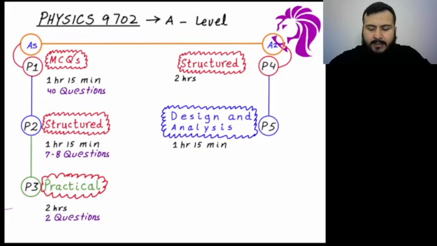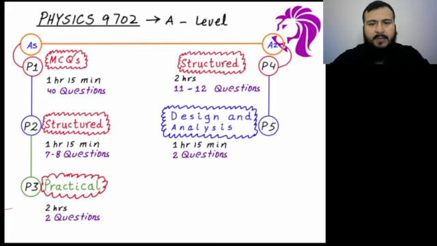Then if you look at the A2 level, that's P4, you have around 11 to 12 questions, sometimes 11, sometimes 12 questions in paper 4. And then if you look at paper 5, you have again 2 questions. So paper 3 at AS and paper 5 at A2 has the same number of questions, but the timing is different.